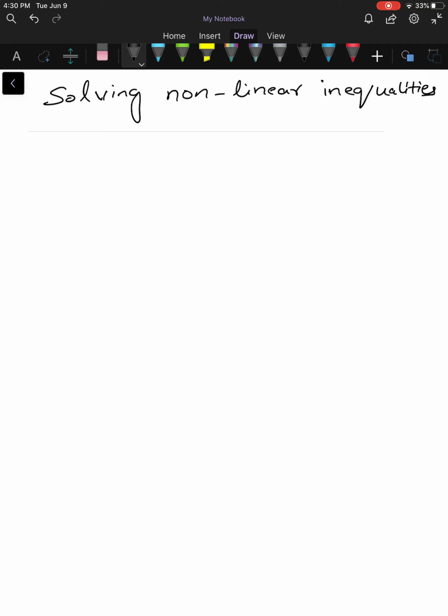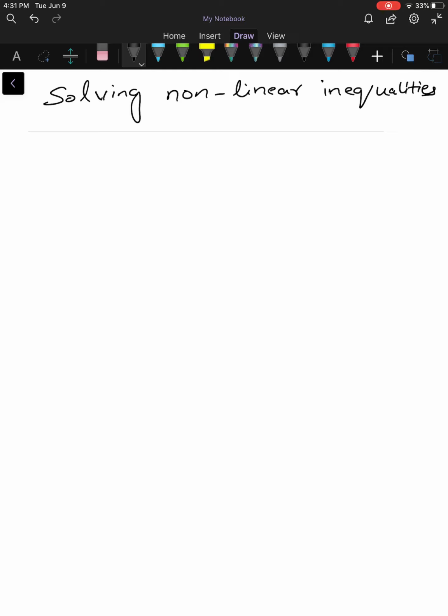Before we learn the method of solving nonlinear inequalities, we need to know what nonlinear inequalities are. They are not linear. In linear inequalities, we had just constants and powers of the variables to be 1. Here, these inequalities, that is nonlinear inequalities, involve squares and other powers of the variables.